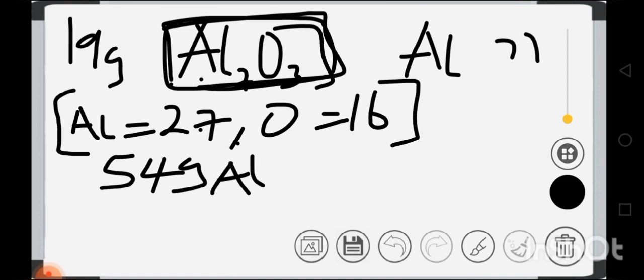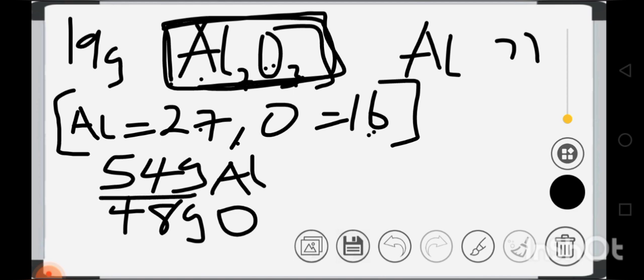Then for oxygen, you have O3. That's 3 times this 16 here. 3 times 16. That's why we're going to have 32 plus 16. That is going to give us 48 grams of oxygen. That's what I'm going to get. So the proportion is that if I have 54 grams of aluminium, I'm going to have corresponding 48 grams of what? Oxygen in aluminium oxide.